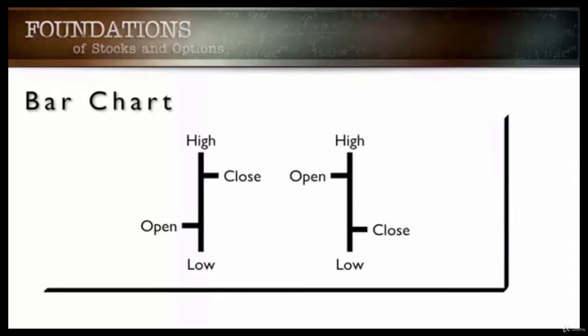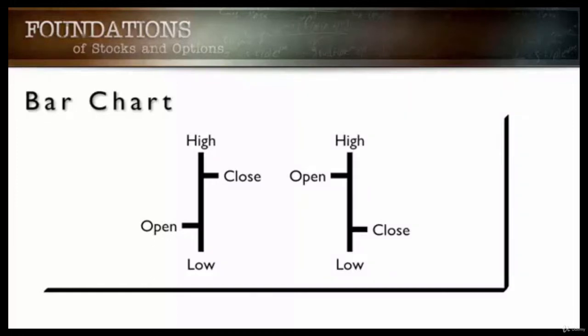A bar chart is going to be constructed from left to right. And the first thing you're going to notice is on the left, you're going to have a little left hash mark. That's going to indicate the opening price of the day. Now on the vertical axis, you'll have the high and the low. You have a line going vertically here, and the top of that line represents the high price of the day, and the bottom of that line represents the low price of the day. Now on the right side, you're going to notice a little right hash mark, and that is the closing price of the day.